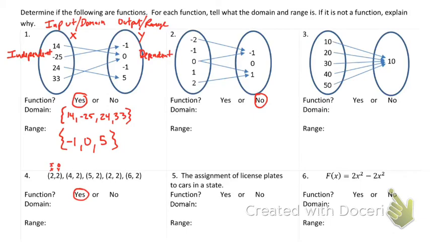What's the domain? Again, we're just going to list the X values. So we have 2, 4, 5, and 6. We're not putting 2 twice. We don't have to put this 2 here because we already put it here. And then the range.